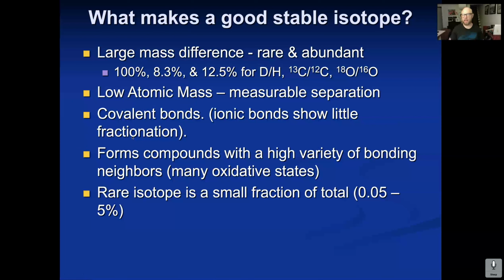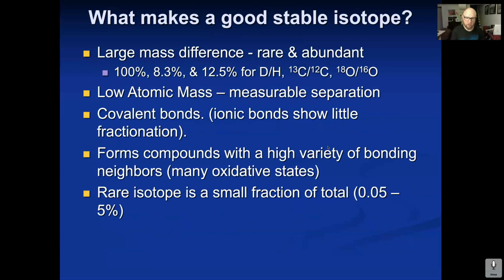That's mainly like, if you have an isotope that doesn't react with anything, that's not really helpful, right? So you need an isotope or an element that reacts with lots of different things so we can actually see where it's moving throughout the plant. And then the last one is the rare isotope is a small fraction of the total. And that just helps us identify differences in the ratio of C13 to C12, for example.